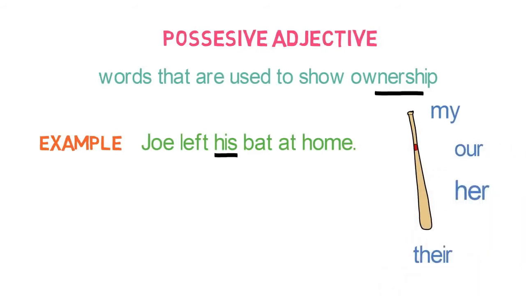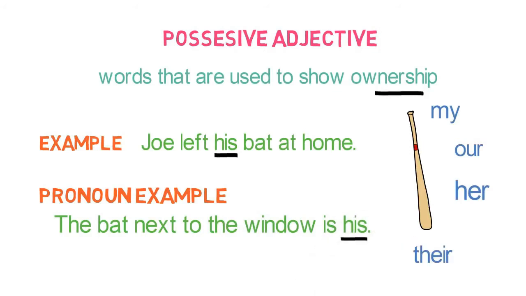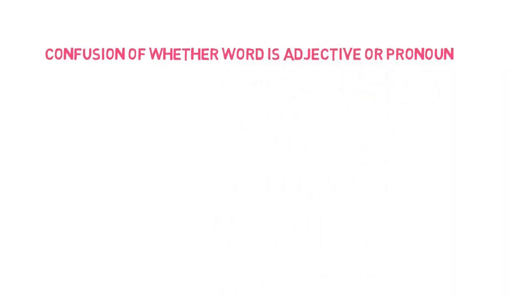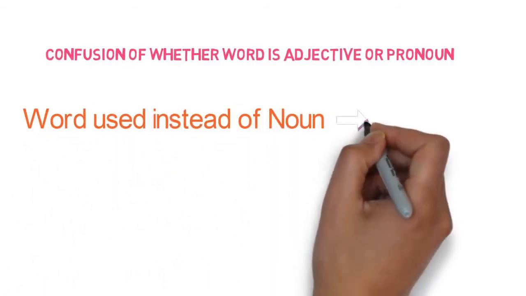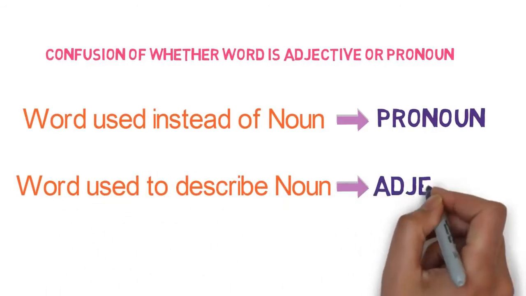Now again, we talked about possessive pronouns and they sound similar to possessive adjectives. But they are not. They both are used in different contexts. Let me give you the example of a possessive pronoun. The bat next to the window is his. Here, his is not describing a noun. It is used instead of a noun. So, it is a pronoun. Always remember this thing. Whenever you are in confusion whether the word is an adjective or pronoun, remember this formula. If the word is used instead of a noun, then it is a pronoun. And if it is used for describing a noun, then it is an adjective.